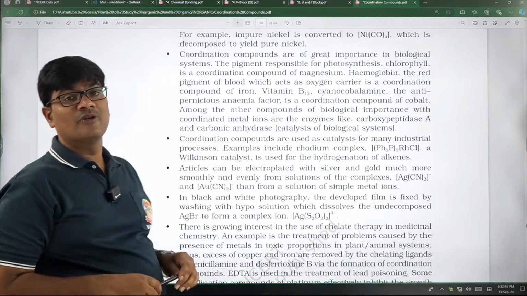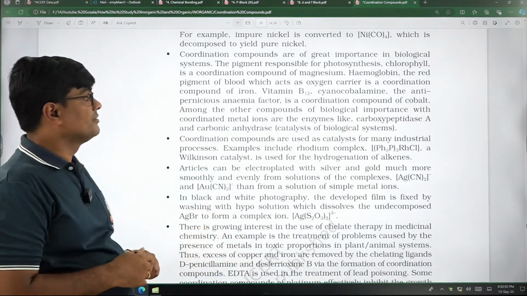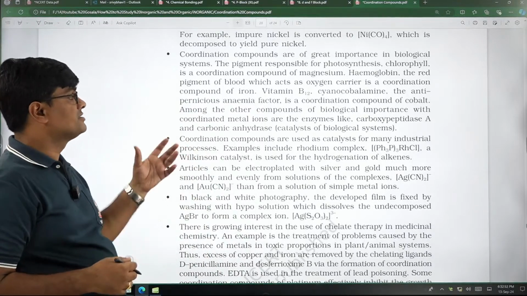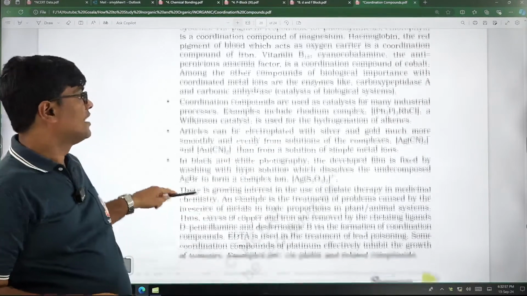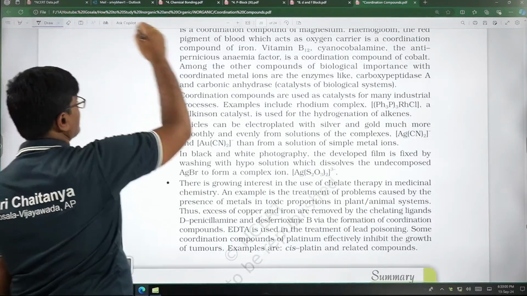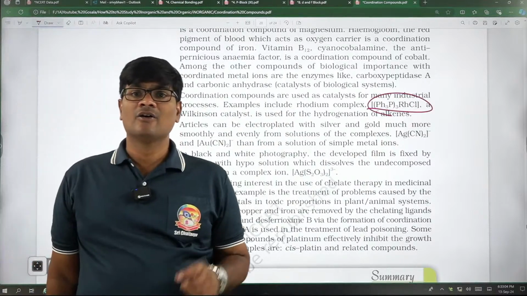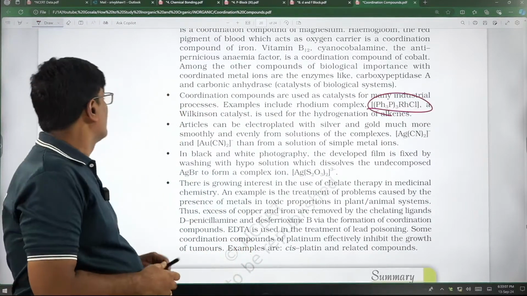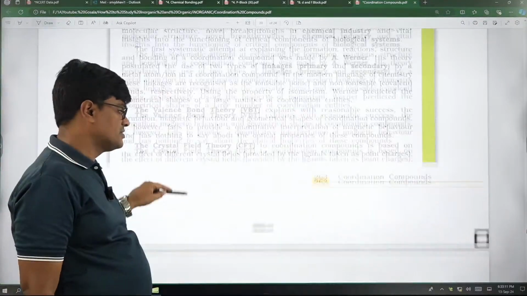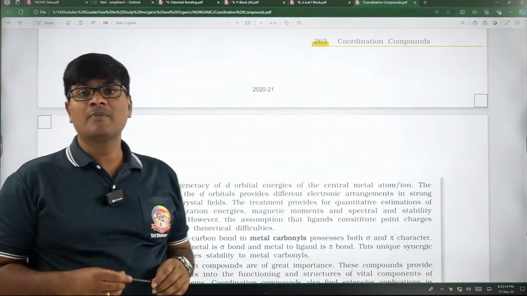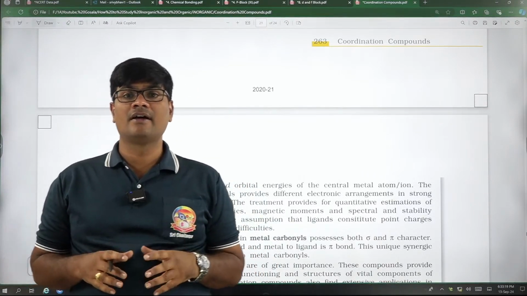For example, vitamin B12, cyanocobalamin, contains which element? Cobalt. Like that we need to know. Suppose the enzyme carboxypeptidase has which element? Zinc. That you need to know. And a very important one, Wilkinson's catalyst. You know that this is used for homogeneous hydrogenation of oils to fats. So these examples you need to know. This is the end of the important tips for studying inorganic chemistry for the NEET exam.